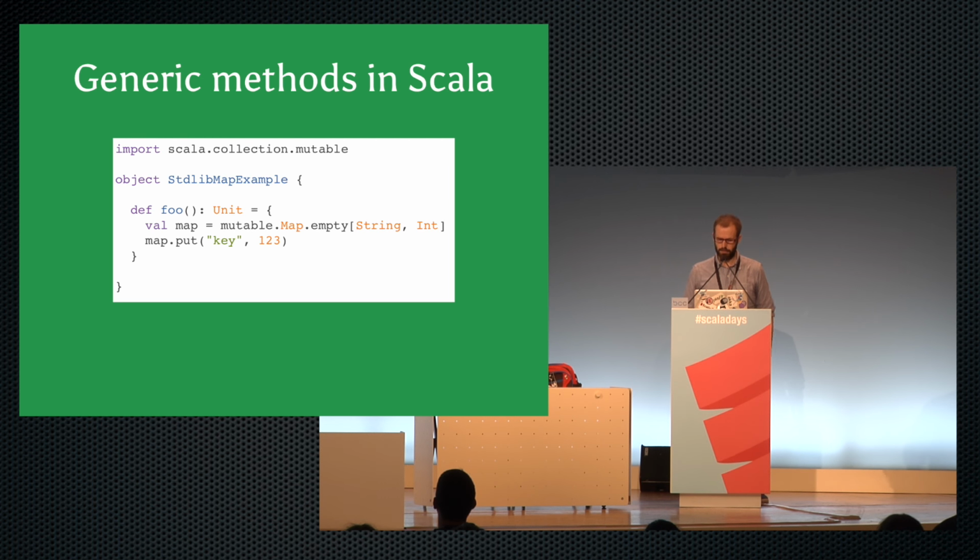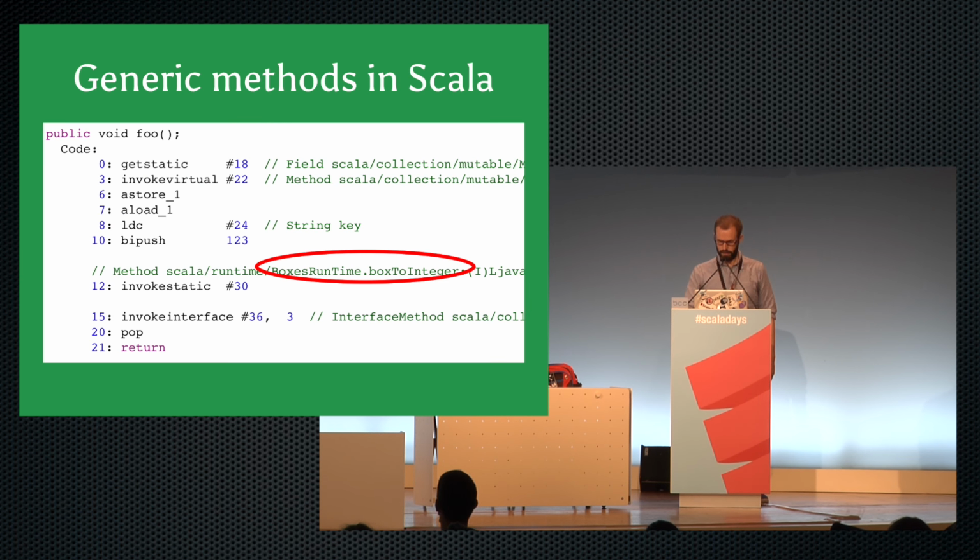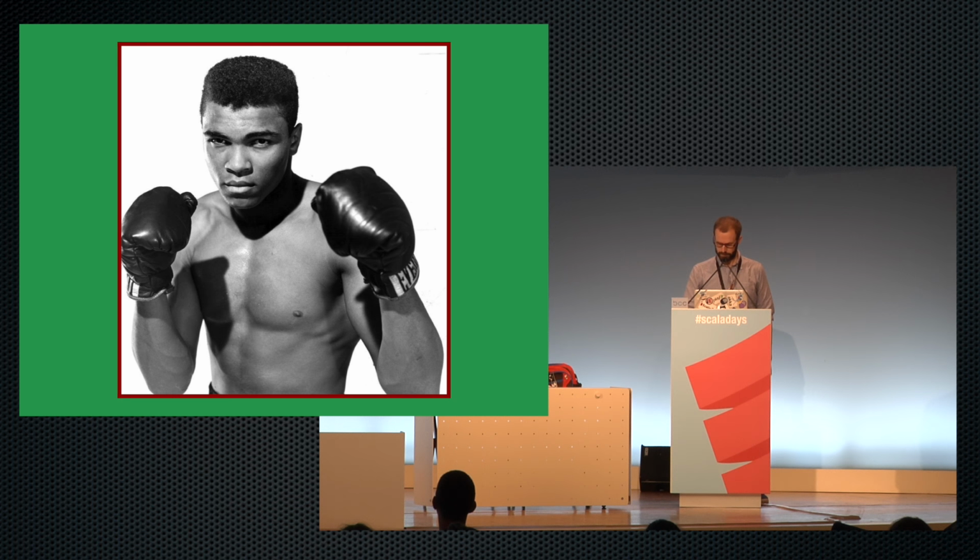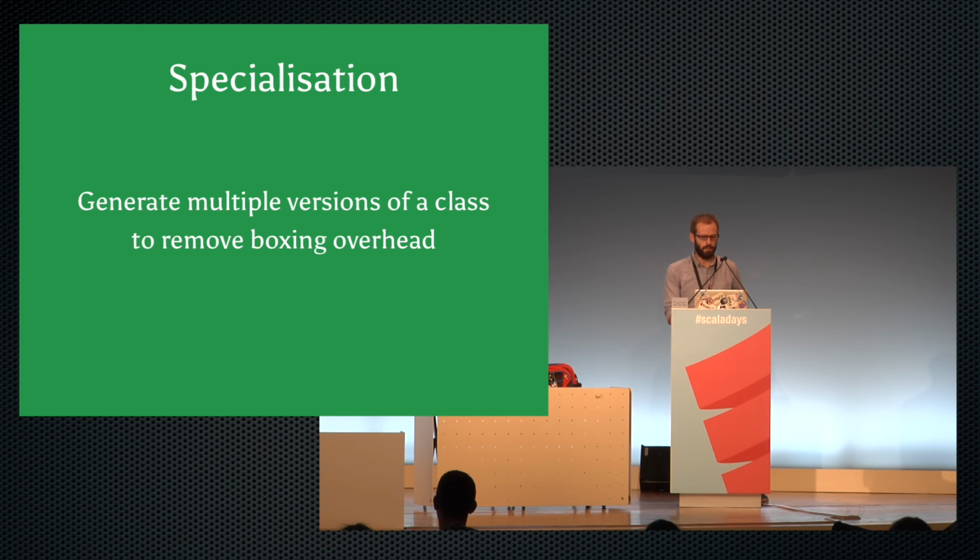So if we look at some generic code in Scala, here we're using the standard library's mutable map. So we create an empty map with int as its value type. So it's got a primitive as its value type. And then we call it with 123, which is obviously a primitive. We look at the bytecode for this, and we have the same problem. We're calling BoxesRunTime.boxToInteger. So whether you're using Java or Scala, you have the same problem, boxing.